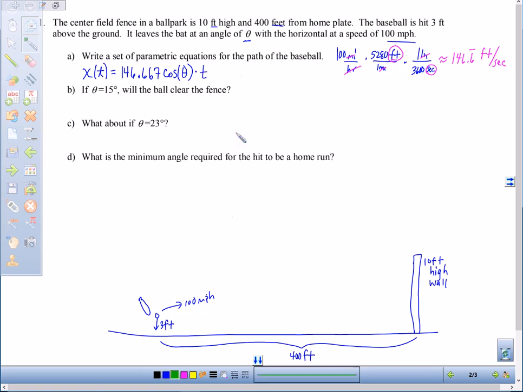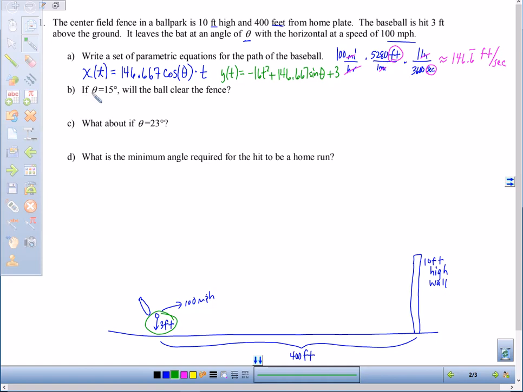And then we have that vertical component. So how does the height change in this problem? It is negative 16t squared, because we're dealing with feet per second here, so we're going to go with that unit, plus the 146.667 sine of theta times t, and then finally plus 3 because we're hitting the ball at 3 feet off the ground. So that is our set of parametric equations that models this situation.